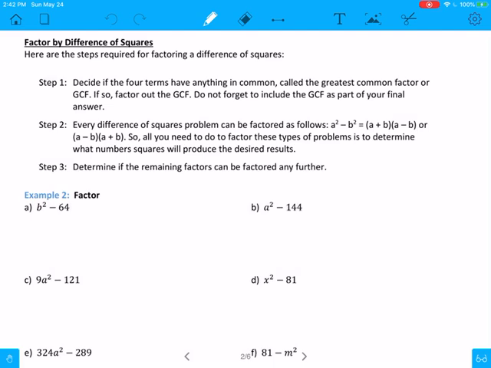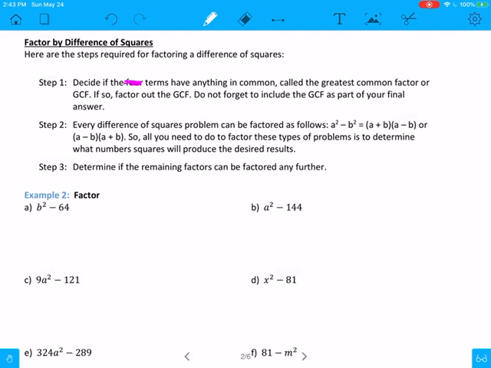So here are the steps required for factoring a difference of squares. Step 1, decide if the terms have anything in common, called the greatest common factor, GCF. I don't know why it says four terms, sorry, that's a typo. If so, factor out the GCF. Do not forget to include the GCF as part of your final answer. So whatever you take out has to stay in front of the brackets.